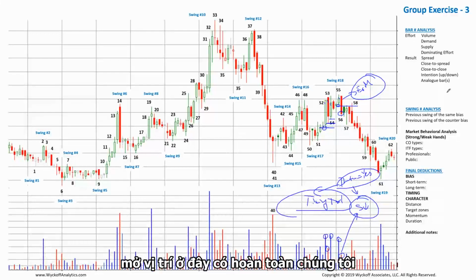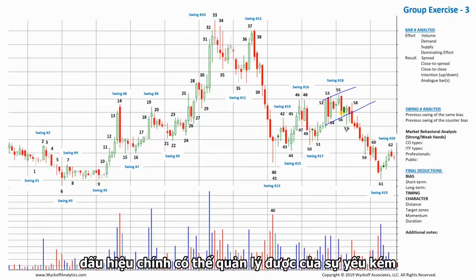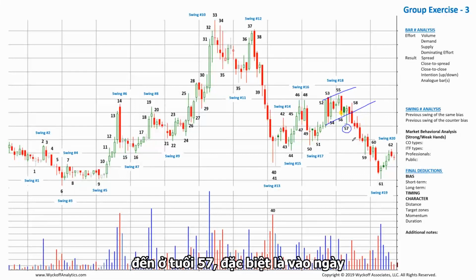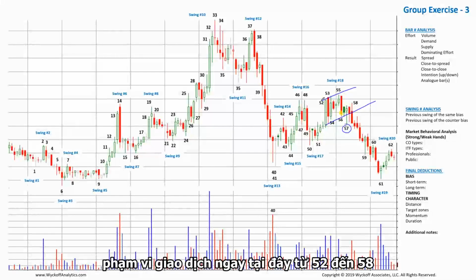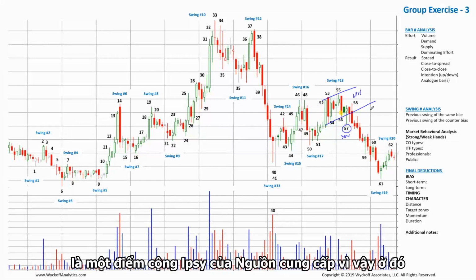Could we open the position here? Yes, absolutely. We would be thinking about opening the position here. And then we would be thinking we're probably waiting for some kind of LPSY backing up type of action, and also production maybe of a more manageable major sign of weakness, which comes at 57, especially on the intraday level. You will have to look at this more as a trading range right here from 52 to 58. So if 57 is a sign of weakness, then 58 is a LPSY, last point of supply.